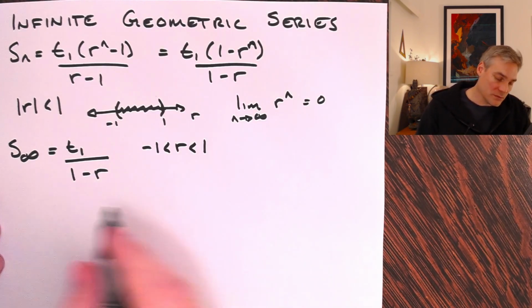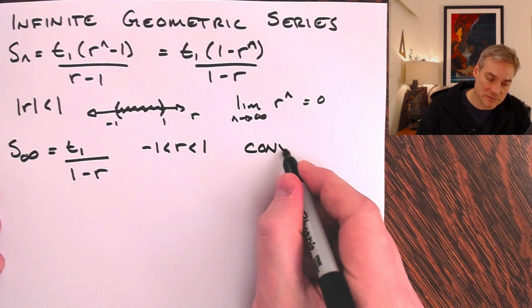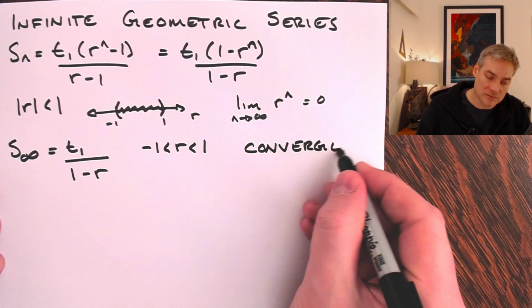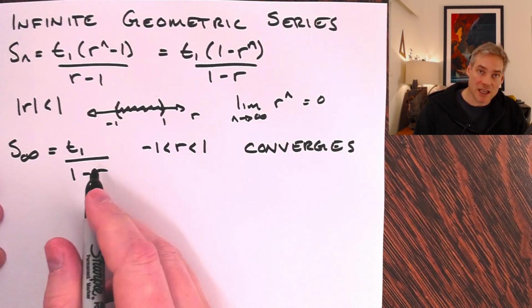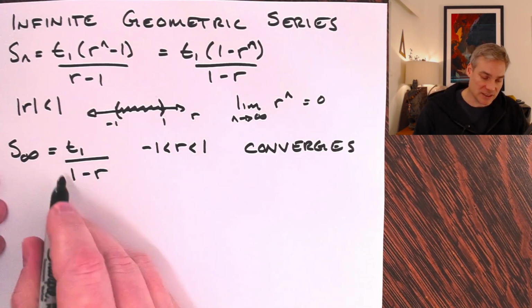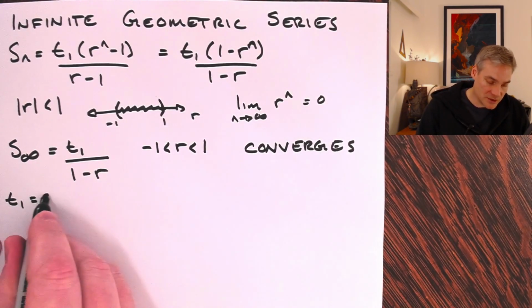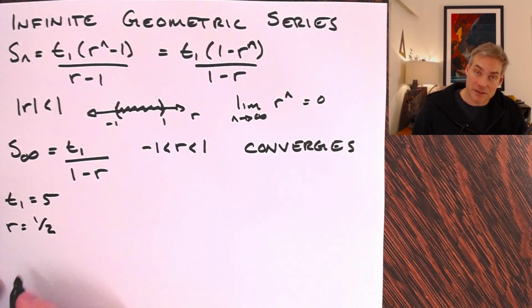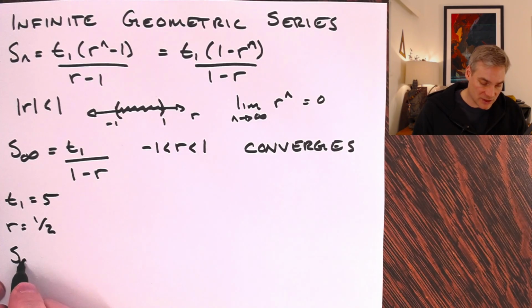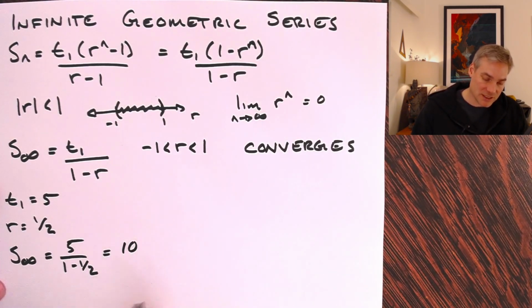So now, what happens if r is in between this? We say it converges, and it converges to a number. So if t1 is 5 and r is 0.5, then we can see that it's going to converge to 10. So let's do that. Let's say t1 is equal to 5 and r is equal to 1/2. Well, the sum of this is going to be 5 over 1 minus 1/2, which is 5 divided by 1/2, so that's 10.